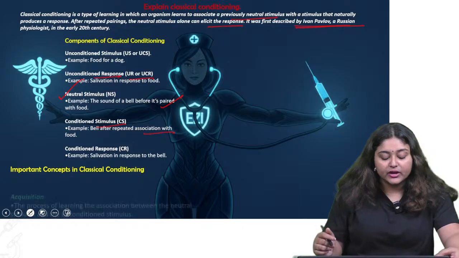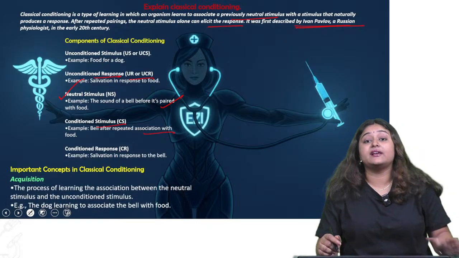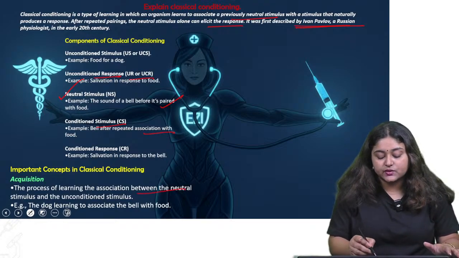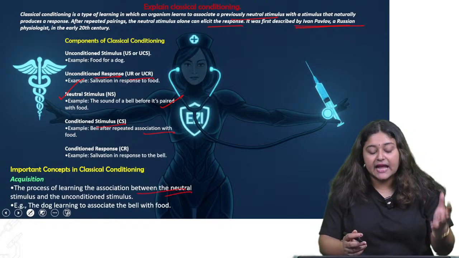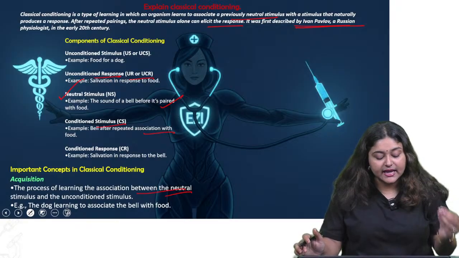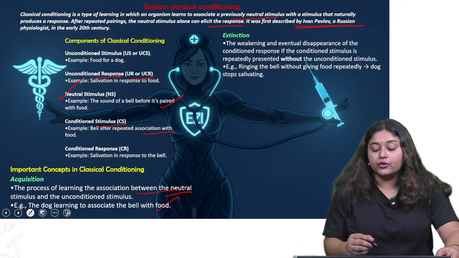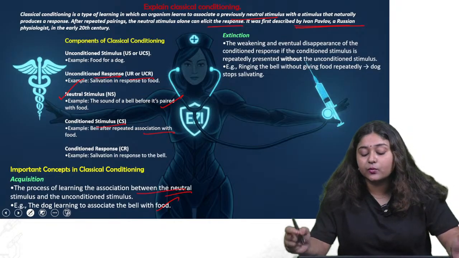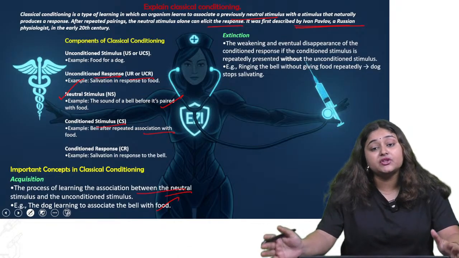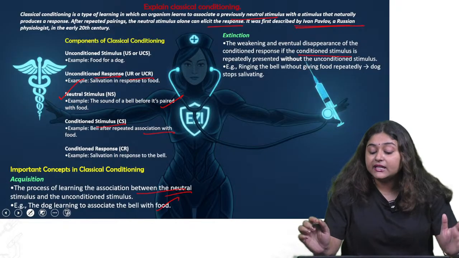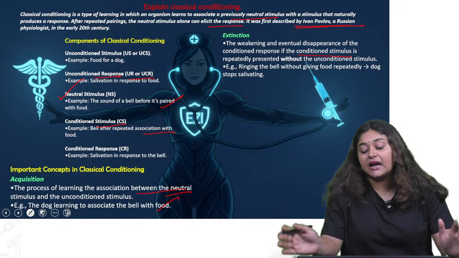Next come the important concepts in classical conditioning. First is acquisition, the process of learning the association between the neutral stimulus and the unconditioned stimulus. For example, the dog learns to associate the bell with food. Next is extinction, the weakening and eventual disappearance of the conditioned response if the conditioned stimulus is repeatedly presented without the unconditioned stimulus.